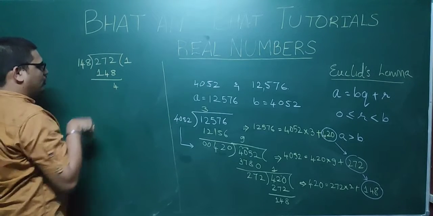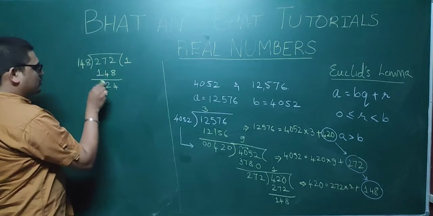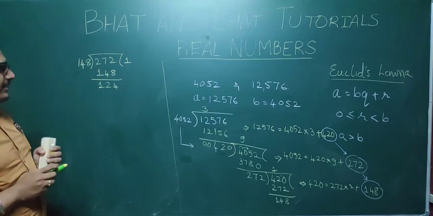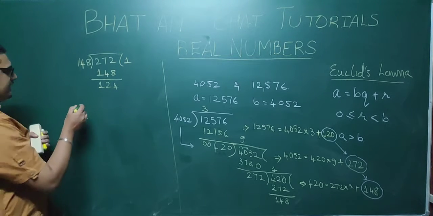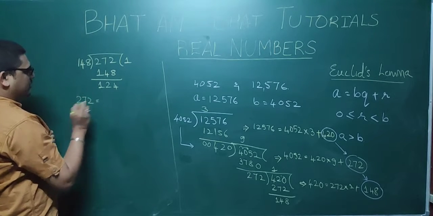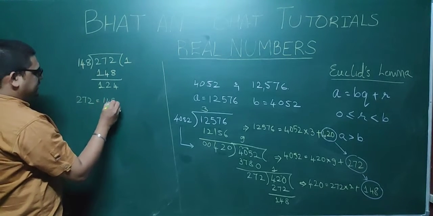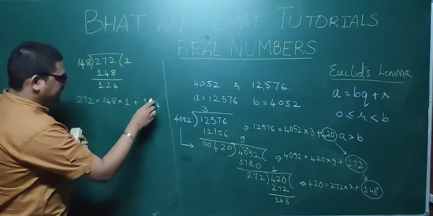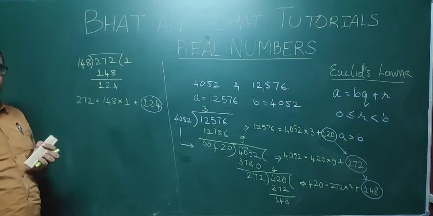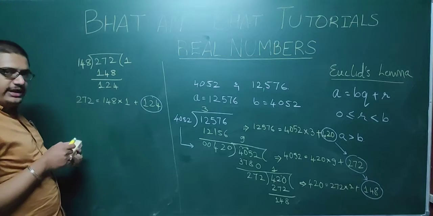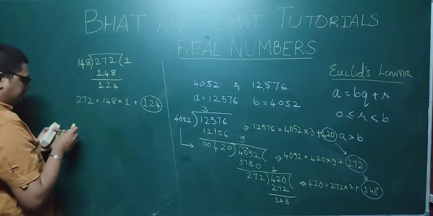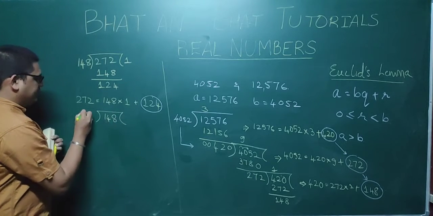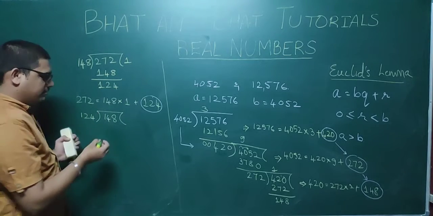So 12 minus 8 is 4, correct? 6 minus 4 is 2, 2 minus 1 is 1, 124. So what will be my lemma statement here? Can you make it out? So 272 is equal to 148 into 1 plus 124. You observe my remainder has further reduced from 148 to 124. Next step, which two numbers should I take? 148 and 124. That means 148 divided by 124.